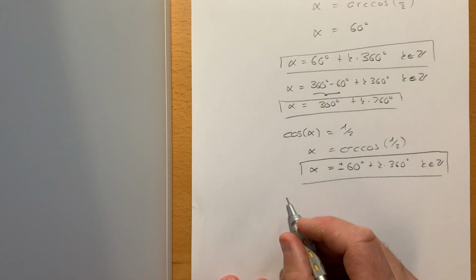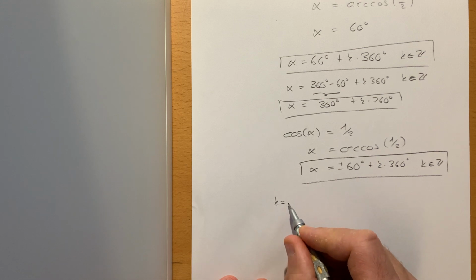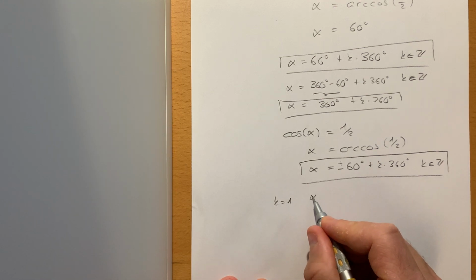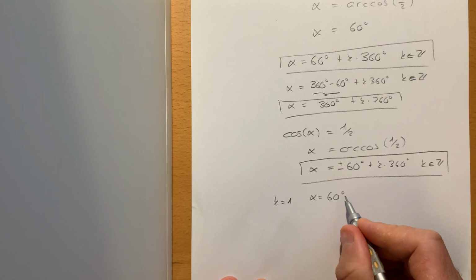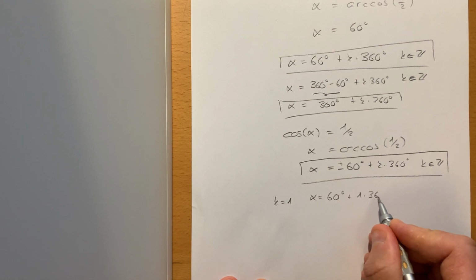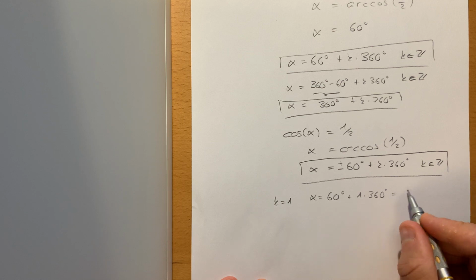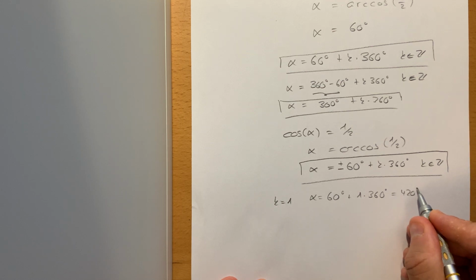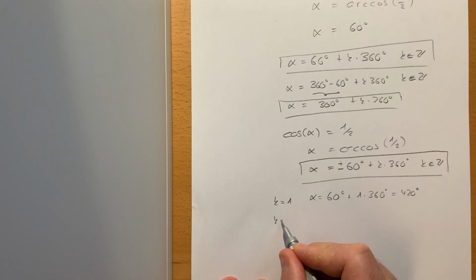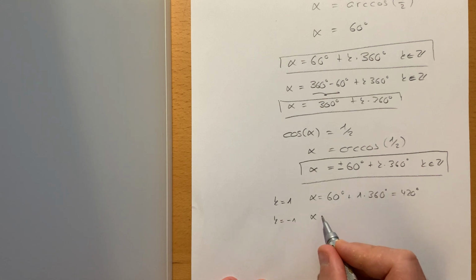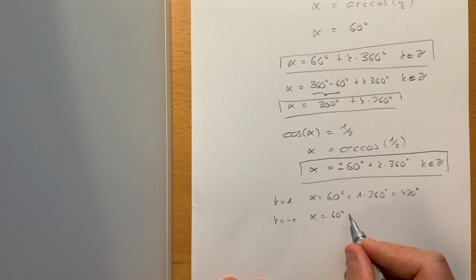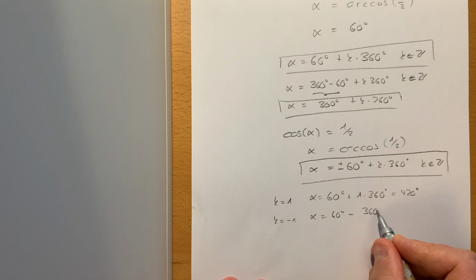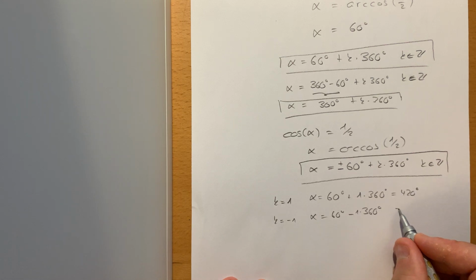Well, look, what does that mean? For example, k is equal to 1. With the first one, alpha is 60 plus 1 times 360. That would be 420 degrees. K could be minus 1. Alpha is 60 degrees minus 1 times 360 degrees, that's minus 300 degrees.